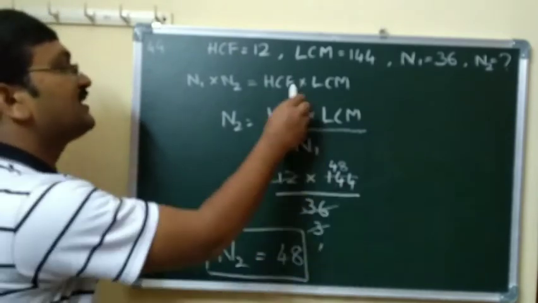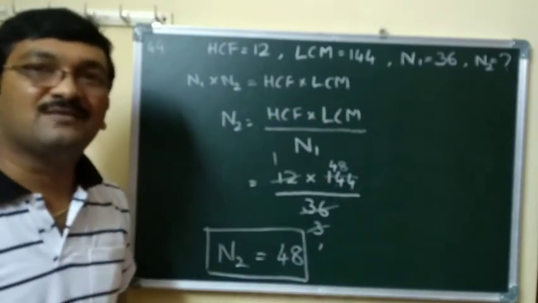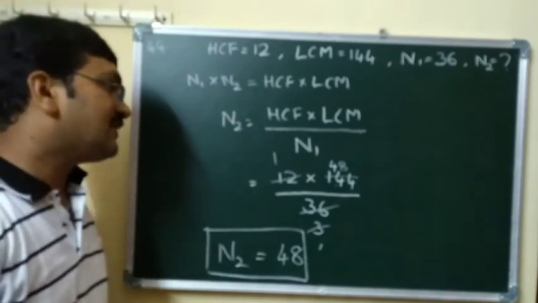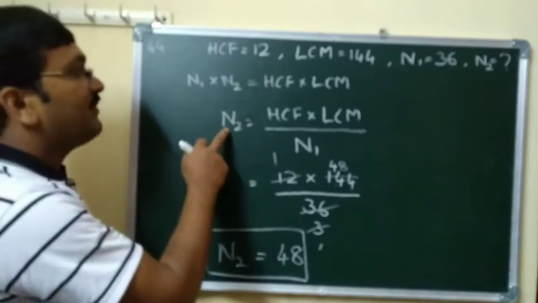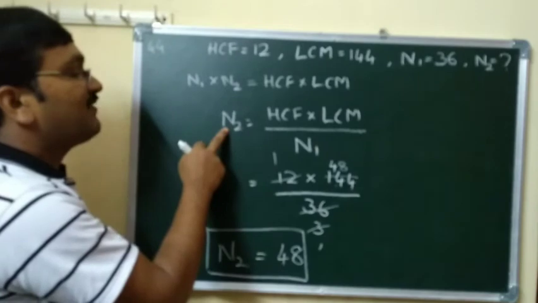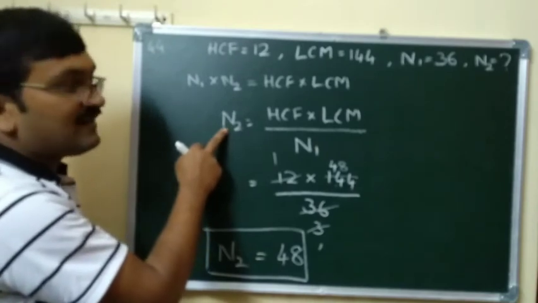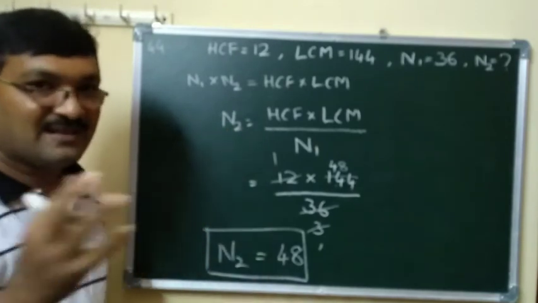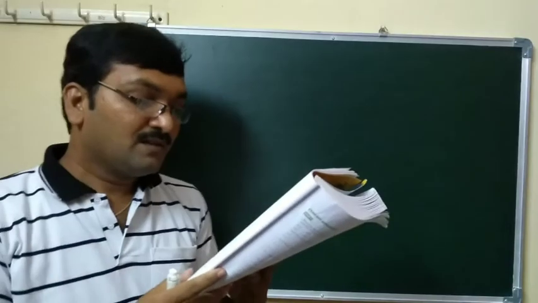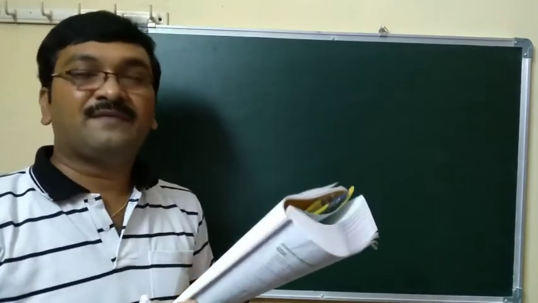If you are able to remember this principle, that number 1 into number 2 equal to LCM into HCF, then it is easy. As like you can make so many, means 3 formulae. Here you can write for number 1 also. You can write for the HCF also. You can write for the LCM also.